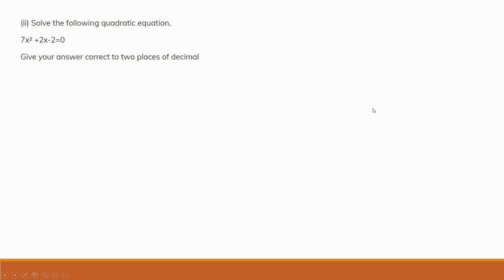So let's move to the next problem. The same thing, please try it on your own first before you see the solution. So now here they have given us: solve the following quadratic equation, 7x square plus 2x minus 2 equals 0. And we have to solve it up to two places of decimal.